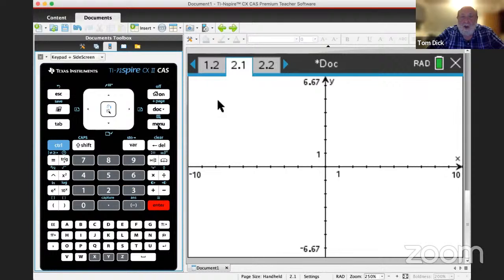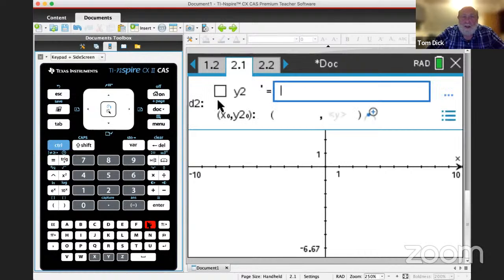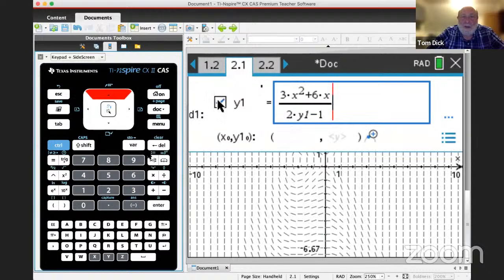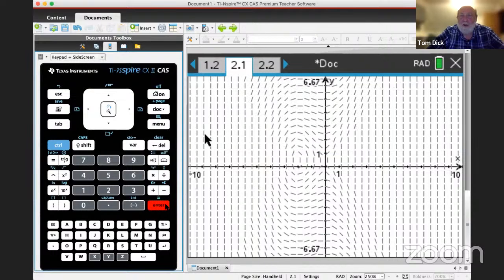Not sure what I did there, but we'll try it again. I think somehow it didn't check. Oh, there it is. Okay. Oh, there's the slope field. Great. All right. Not sure why.